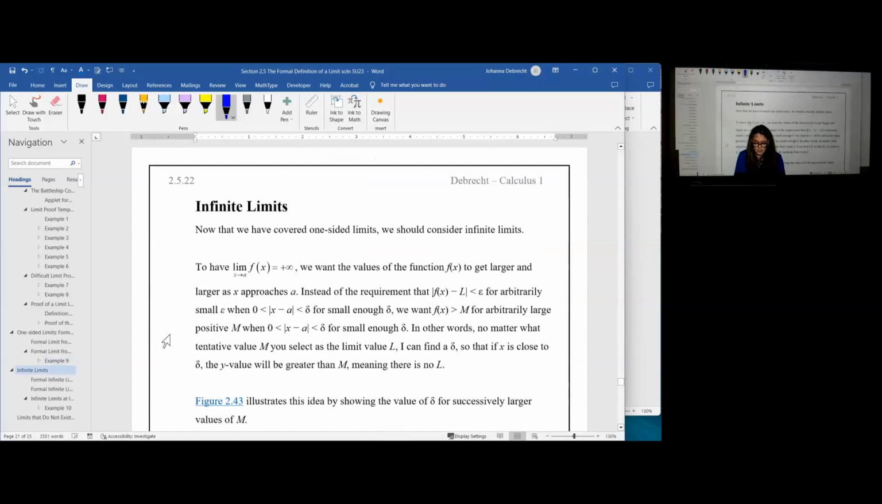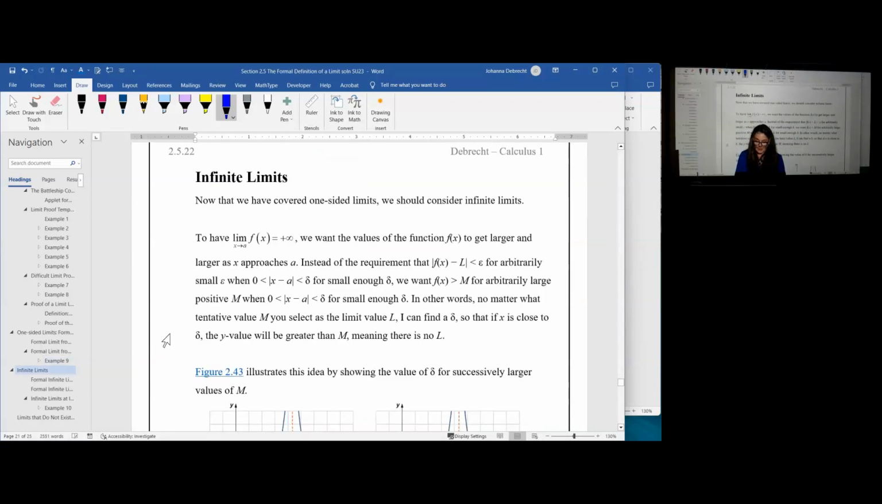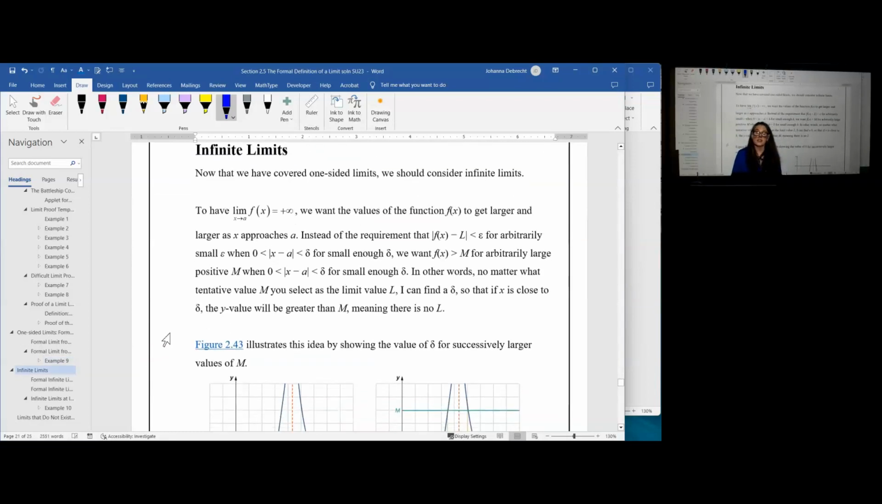Let's turn our attention now to infinite limits. We've covered one-sided limits, so we should think about infinite limits. Infinite limits is what the y value is doing. The y value is going to infinity, or the y value is going to negative infinity. It could be at a vertical asymptote, or it could be at infinity, like the graph of x squared. On both ends of the graph, it goes up forever, right?